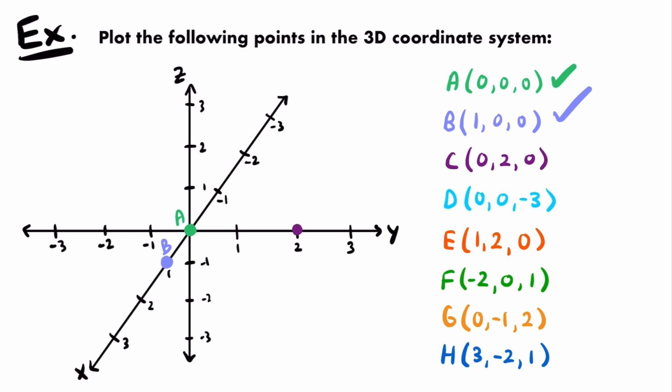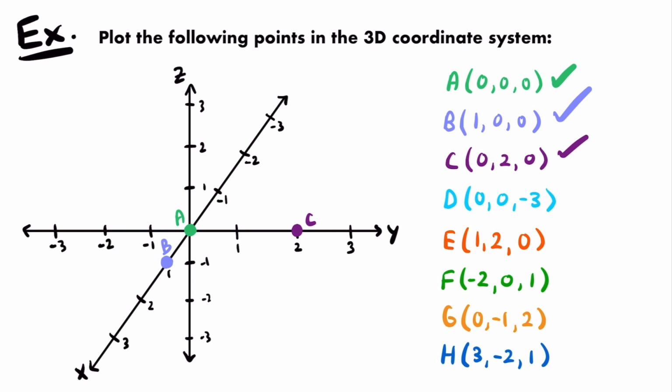And so that will be point C. Okay, now let's move on to point D. Point D is the point 0, 0, negative 3. And so once again, this is very similar to points B and C, except now the x and y coordinates are 0, and the z coordinate is not.